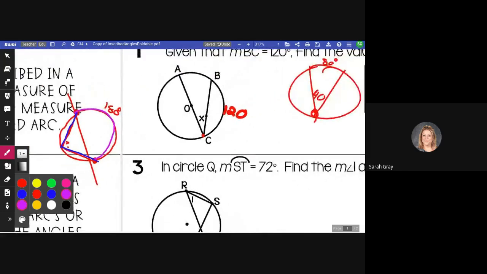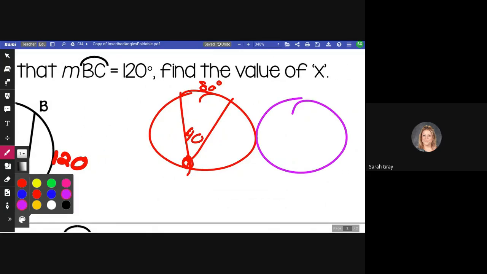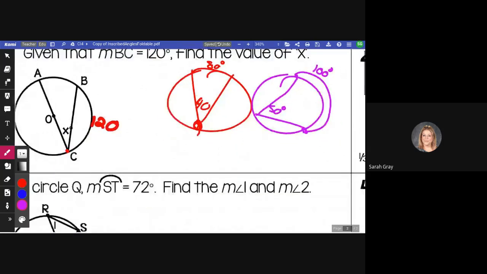So if I go back over here to this other example, if my angle was 40, then my arc is 80. If my angle is 35 degrees, what's the measure of the arc? 70 degrees. If the measure of the arc is 100 degrees, what's the measure of the angle? 50. Okay. Arc is double, angle is half.